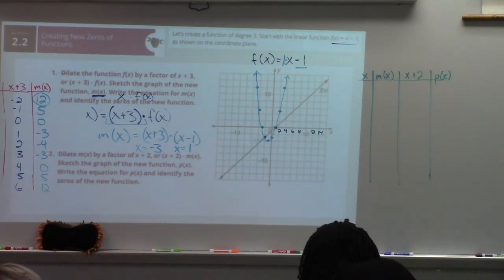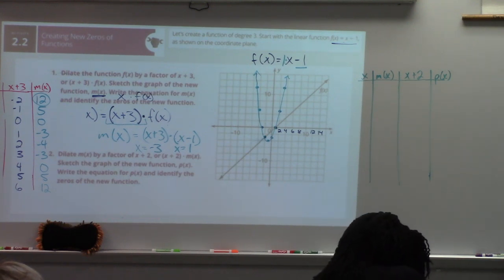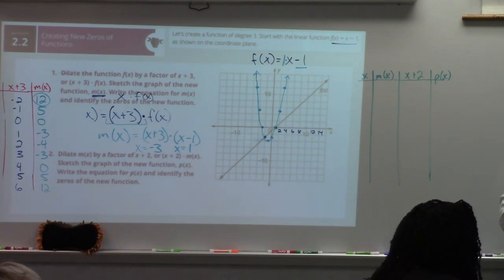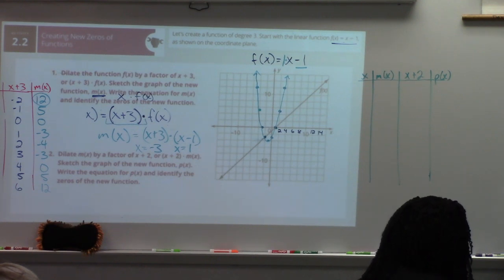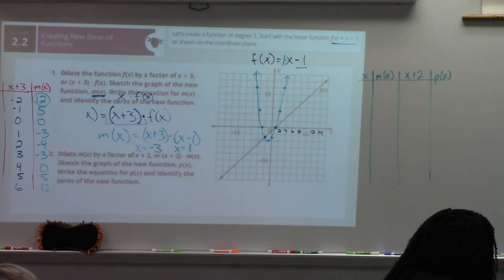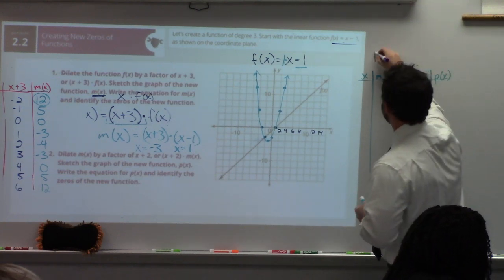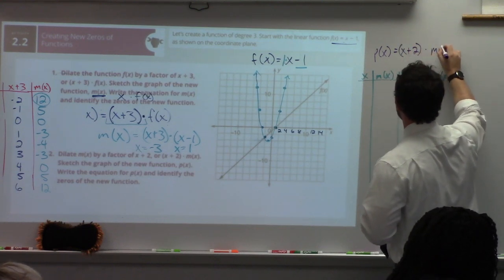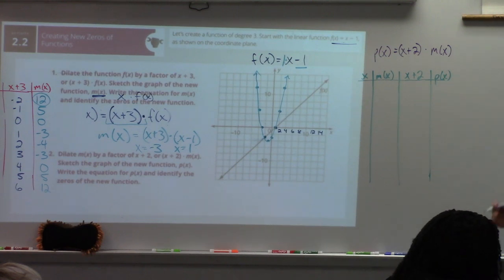Does anyone know any important points for P of x that we might need to pay attention to? I can think of 3. 3 really important points to think about for P of x. We don't even know P of x yet. But I do know that P of x, remember, is x plus 2 dilating m of x. So what 3 points might I be referring to that are kind of important here?